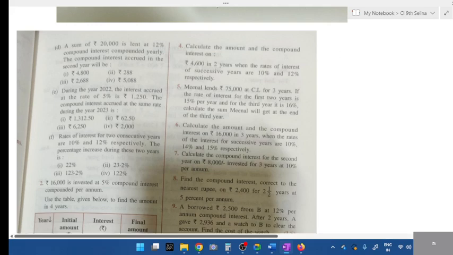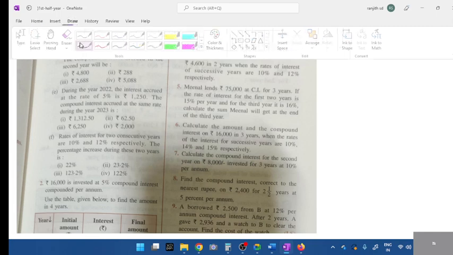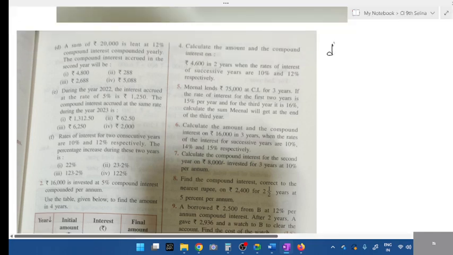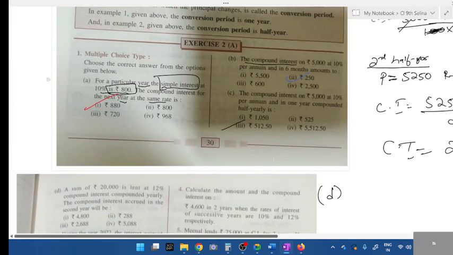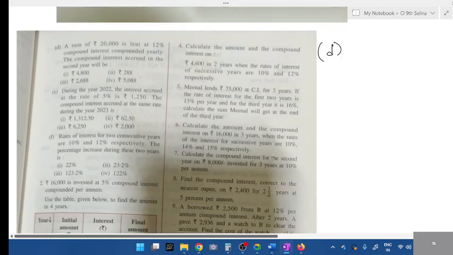Okay, I'll read out. D, students. Tell me the D question. We have done A, B, C, right? A, B, C is done. D question: a sum of 20,000 is lent. What is the principal? Both of you answer. 20,000. What is the rate? 12%, compounded yearly.